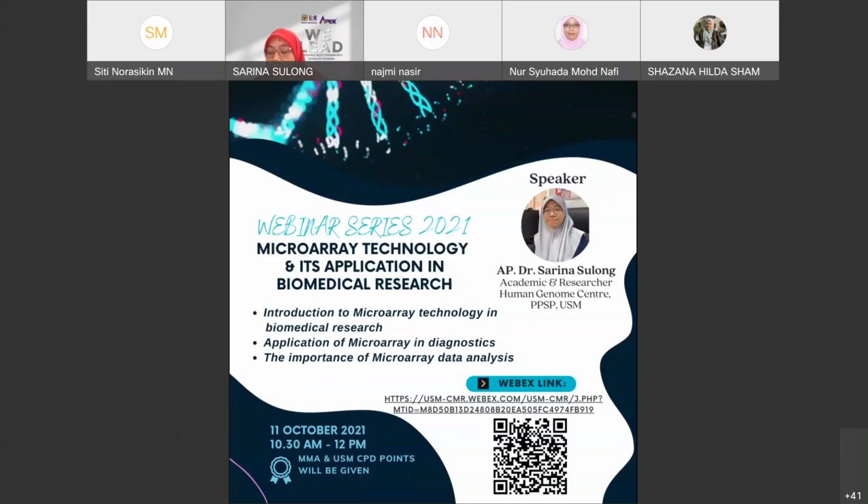Okay. One more question, Professor Rina. You know that we are in pathology, so we normally rely on samples that are paraffin embedded, FFPE samples. So I wonder, can we use microarray utilizing this kind of sample, the FFPE samples? And based on your experience, does it require a special technique to do this?